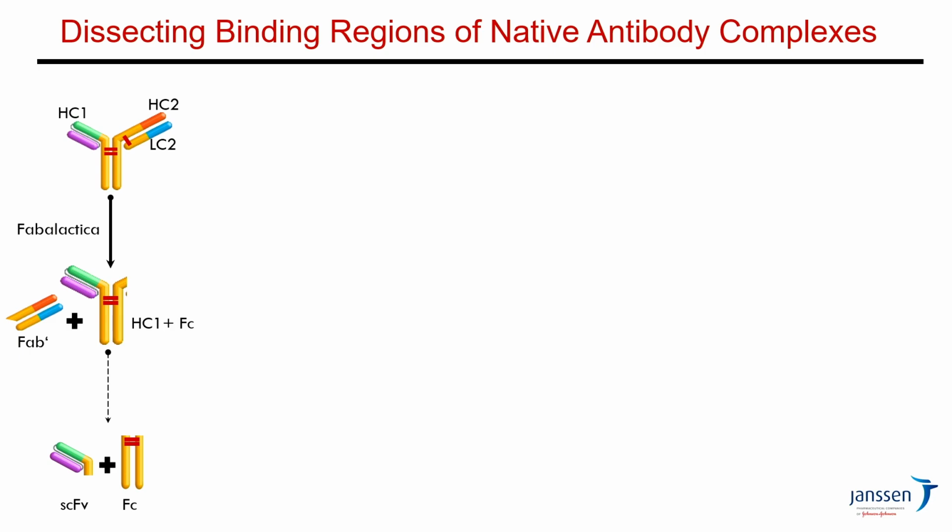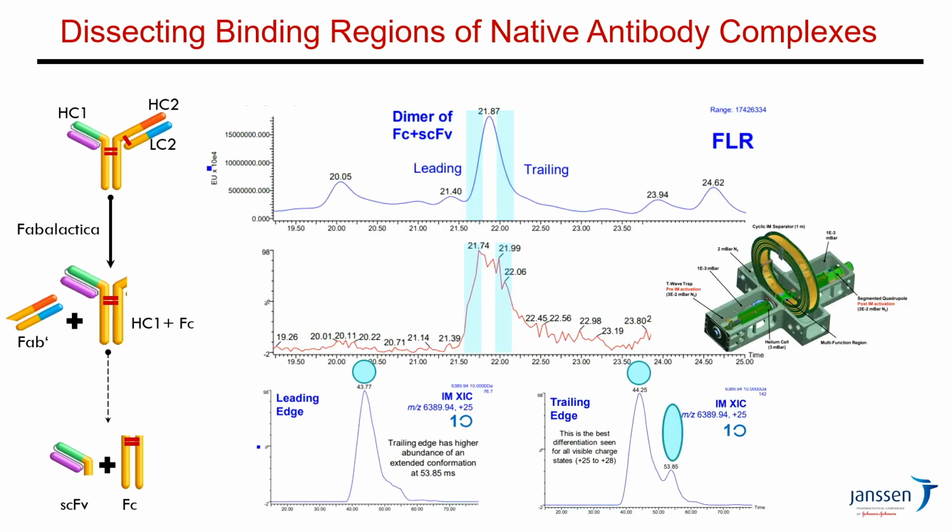So this is what we got when we ran the SEC-MS, which is shown here, with the fluorescence spectrum, where we saw the dimer of the heavy chain 1 and the Fc in this peak. If you look at the leading and the trailing edges of this and run them through an ion mobility technique known as cyclic IMS, you can actually get the structures. You can see a more compact structure on the leading edge, as well as a more elongated structure along with the compact form at the trailing edge of this peak, of this dimer. So these are substructures that we don't necessarily get in solution.